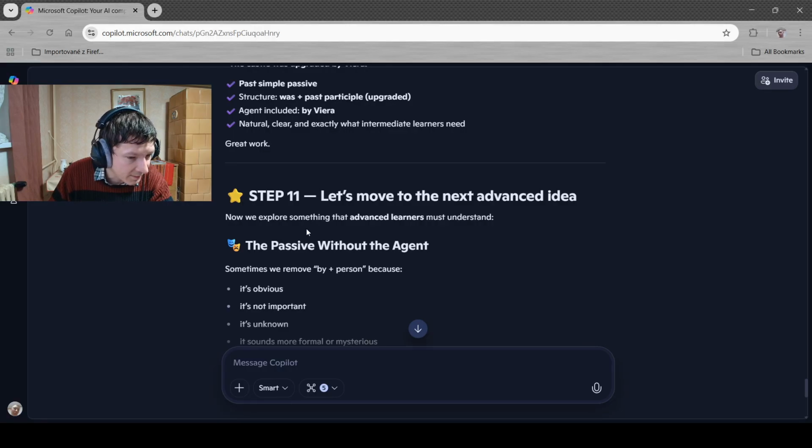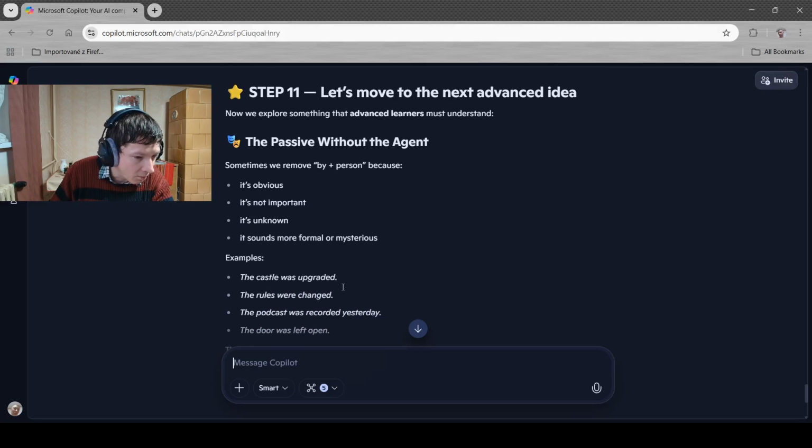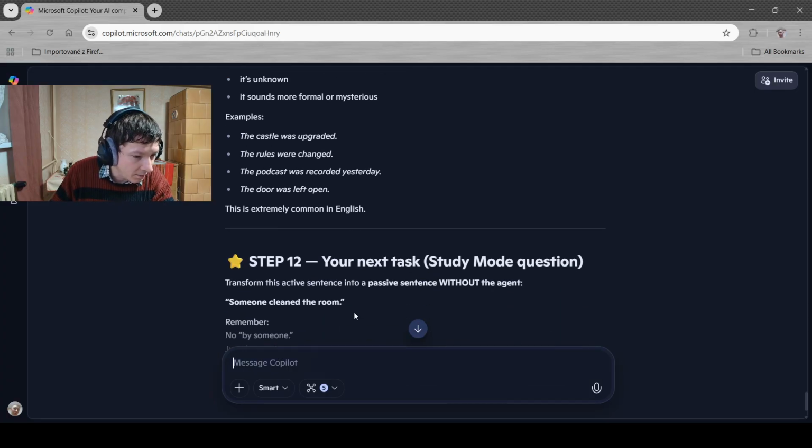Step 11. Let's move to the next advanced idea. Now we explore something that advanced learners must understand: the passive without the agent. Sometimes we remove by plus person because it's obvious, it's not important, it's unknown, or it sounds more formal or mysterious. Examples: the castle was upgraded. The rules were changed. The podcast was recorded yesterday. The door was left open. This is extremely common in English.